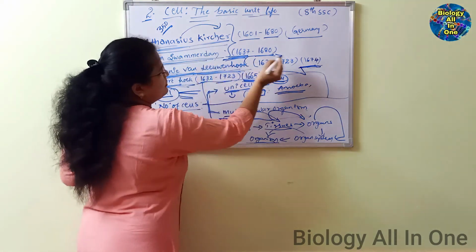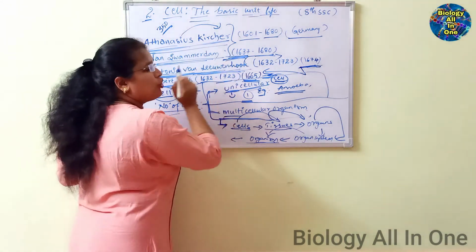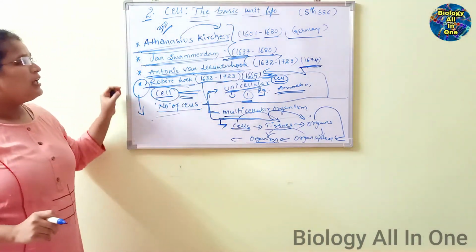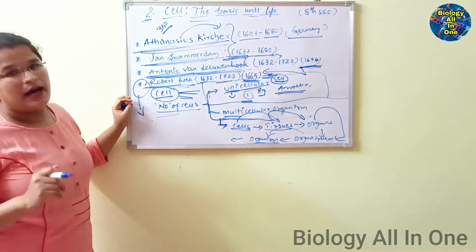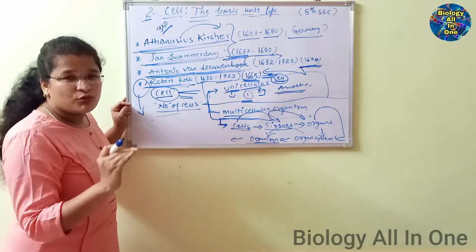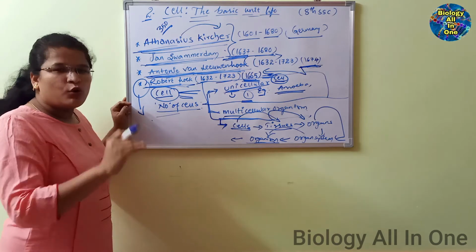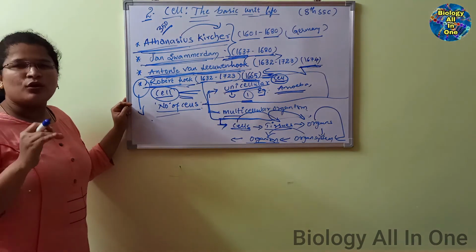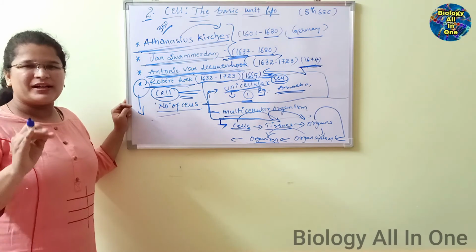Here, Jan Swammerdam belongs to the Netherlands and he also observed in his own microscope. But they didn't become famous personalities. That's why we also do not know up to now who observed microorganisms for the first time in their own microscopes. We do not know even till now, but we know about the microbial world very clearly.